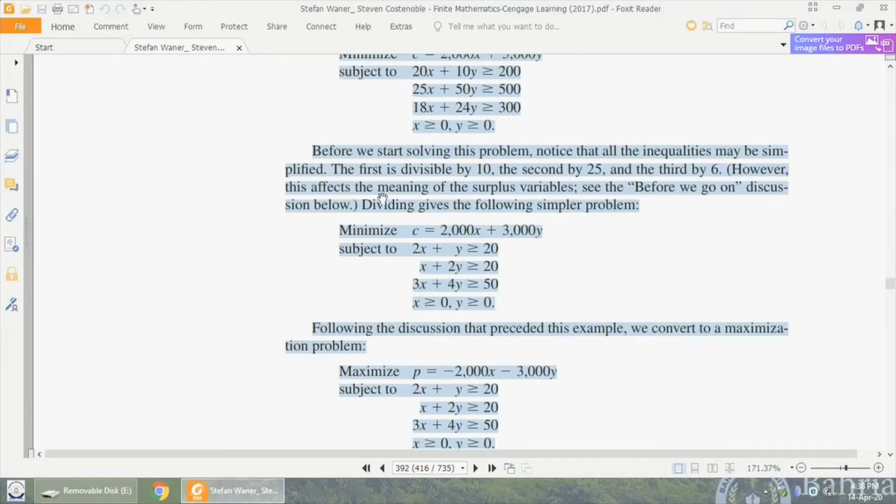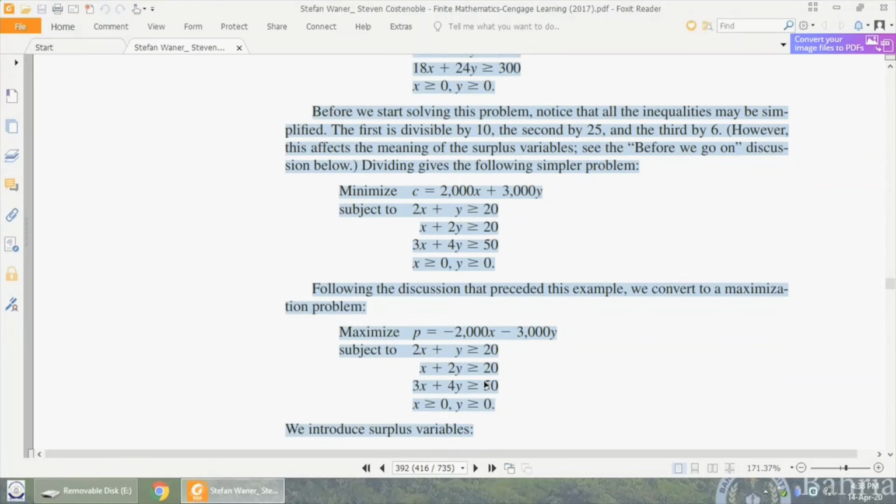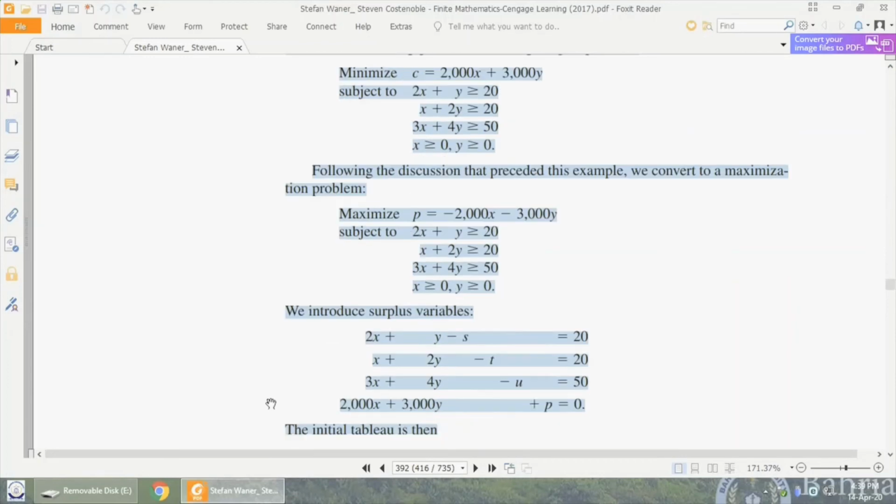Now since I told you that P is equal to minus C, we can simply change signs here, so it's going to be minus 2000 and minus 3000. Now we're going to be making the table. As I told you, there are surplus variables. So we're going to have x, y, s, t, u, p, and adjacent to that we can have again s, t, u, and then p under the line.